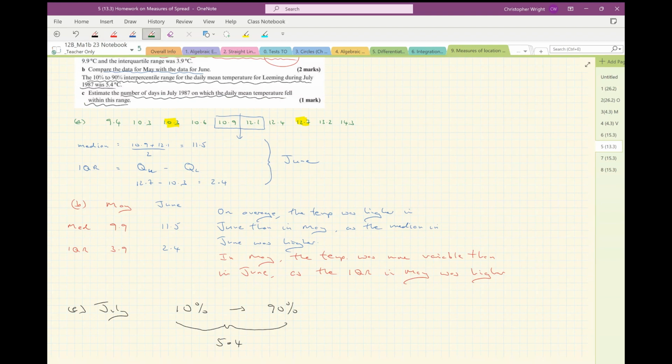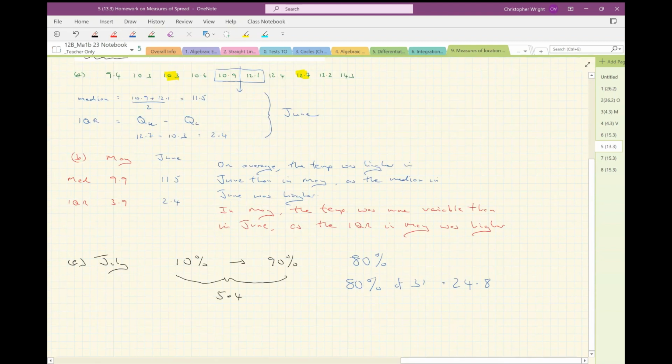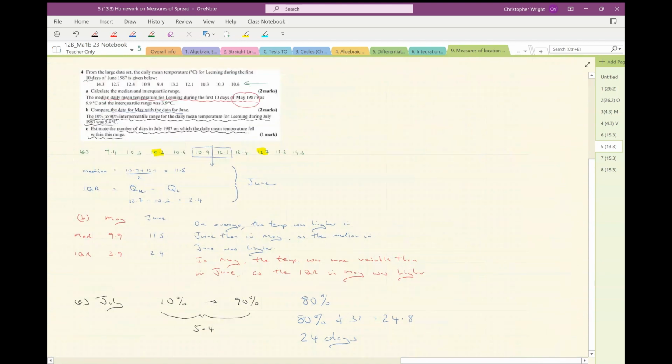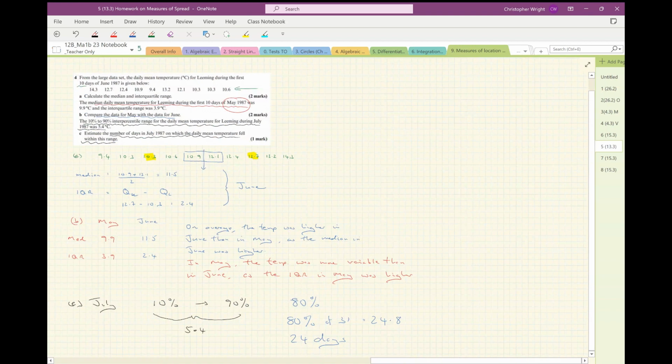Well, that's a spread there from 10% to 90%. That's 80% of the days that are going to lie in between there, right? So 80% of the days in July. How many days in July? 31. So 80% of 31 days will fall in that. 80% of 31 is 24.8. So I estimate that 24 days will lie in that range. And that is my answer for part C, and that's question 4 complete.